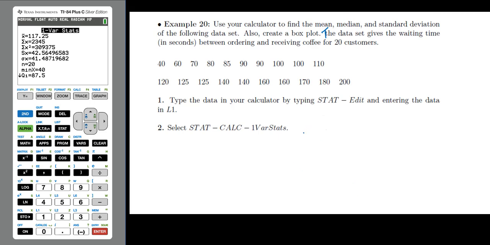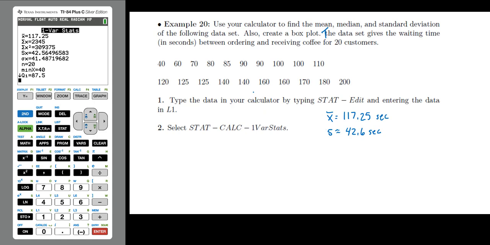All right, so we can see from here, X bar, right? We are using the same symbol as our calculator. The sample mean is 117.25 seconds. My standard deviation is this S right here. So S with little x, that's my sample standard deviation, 42.6. There's always going to be this one right below it that is very close to your standard deviation, so just always make sure you're grabbing the one with the S. So 42.6 seconds.